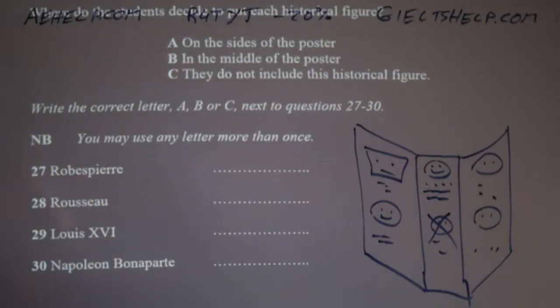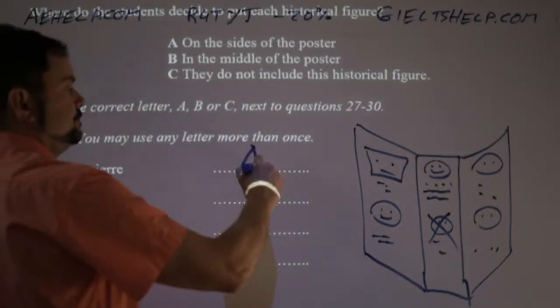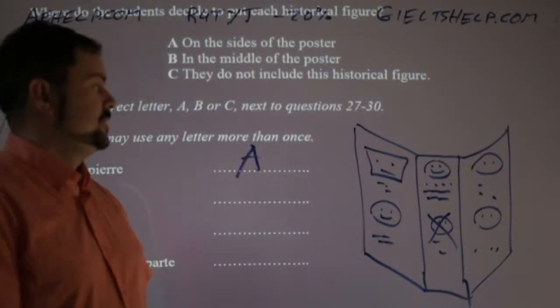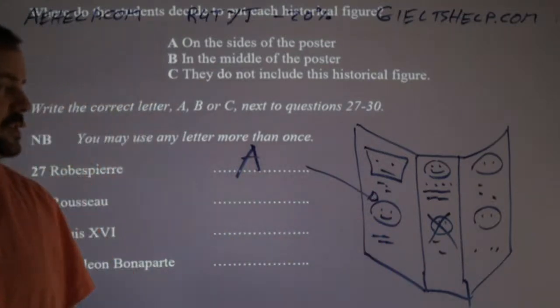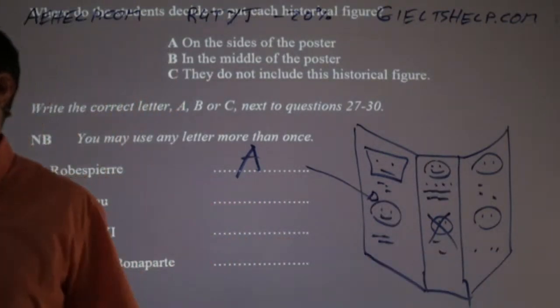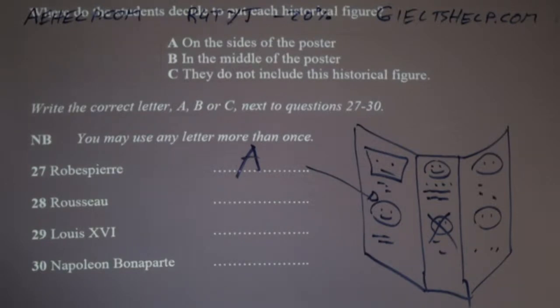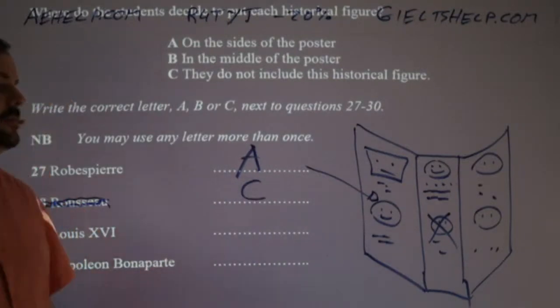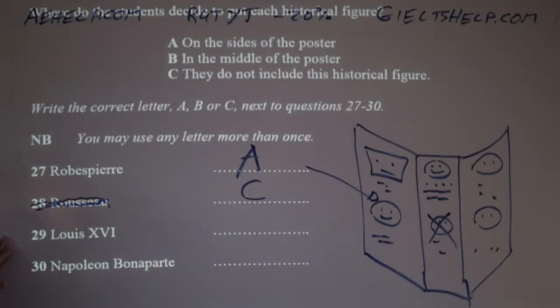Lily says 27 is A. Okay. So Lily says that Robespierre is on the side of the poster board. Yeah, so they say he's an important person on the side. How about Rousseau? So number 28. Rousseau. Is Rousseau on the sides, in the middle? Where's Rousseau? Shreya says 28 is C. They don't actually have it. Yeah, we don't hear this name, so it would be very awkward to include it. So yeah, they don't talk about Rousseau. I'm not sure which Rousseau they're referring to here, but they don't discuss Rousseau.